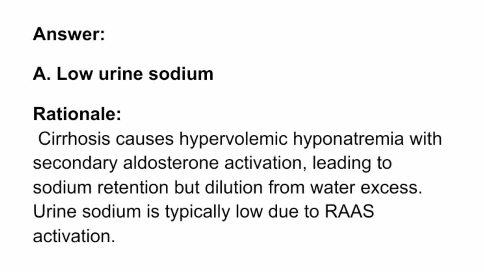Low urine sodium. Rationale: Cirrhosis causes hypervolemic hyponatremia with secondary aldosterone activation, leading to sodium retention but dilution from water excess. Urine sodium is typically low due to RAAS activation.